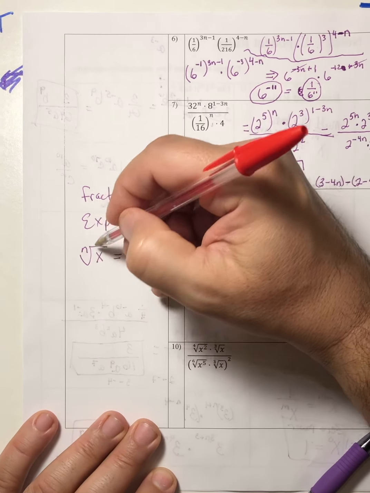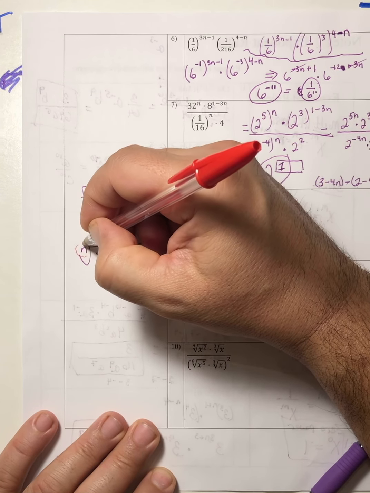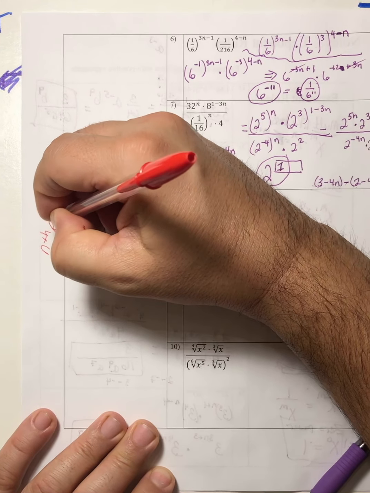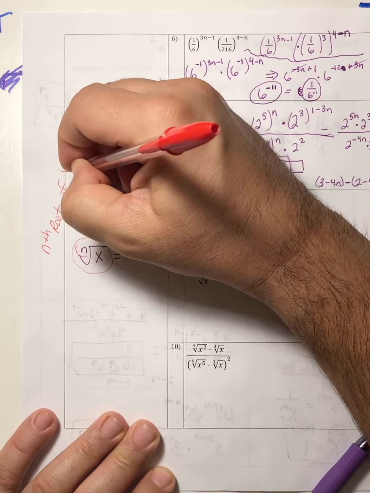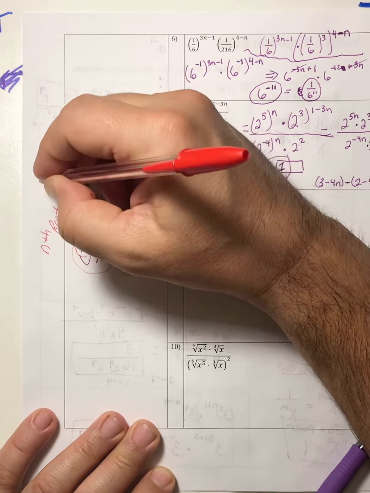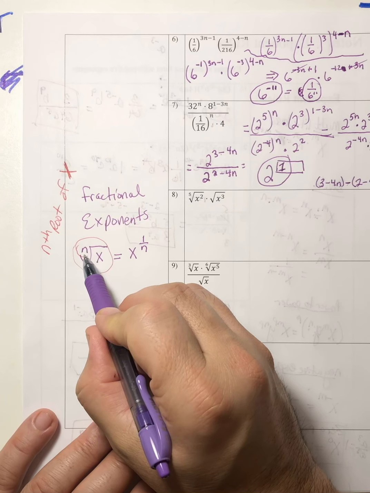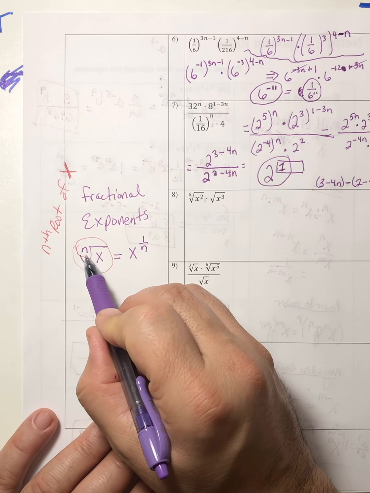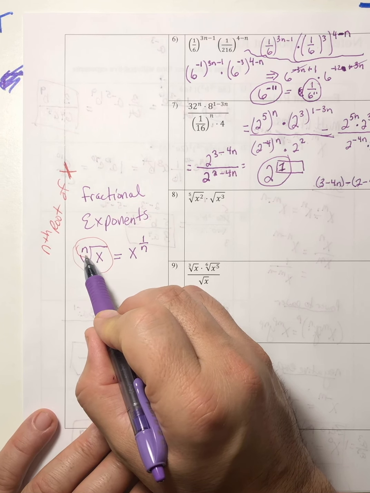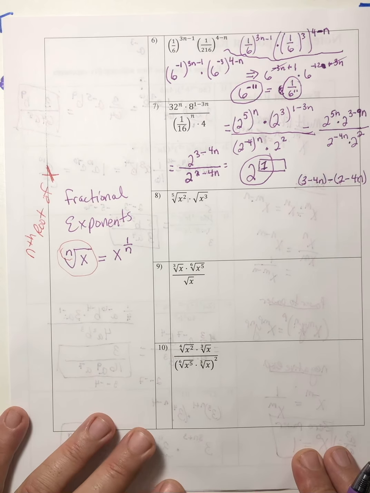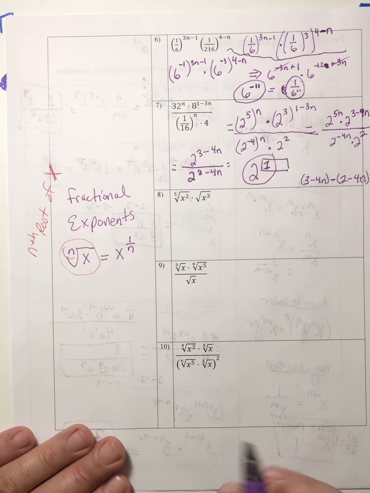You read this whole thing as the nth root of x. That's how we read it. This right here is read as an ordinal number, like first, second, third, fourth, fifth, sixth, and so on. Okay? That's an ordinal number. So that's a fractional exponent.